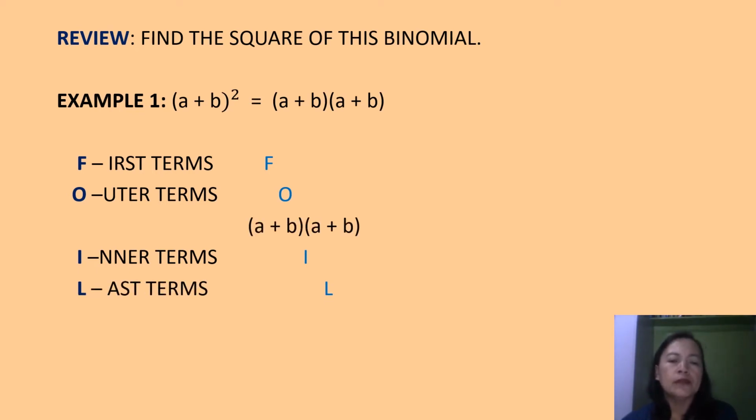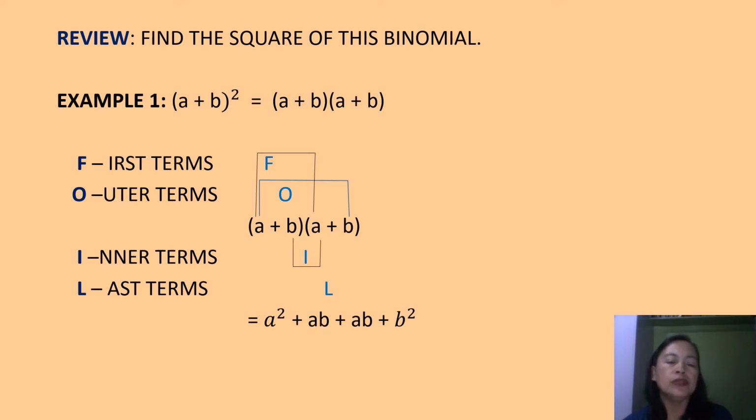Multiplying the first terms, a times a, that will give us a squared. Next, multiplying the outer terms, a times b, which gives us ab. And then we multiply the inner terms, b times a, which gives us ab. And then we have the last terms. We multiply b times b, that will give us b squared. We'll simplify our product.